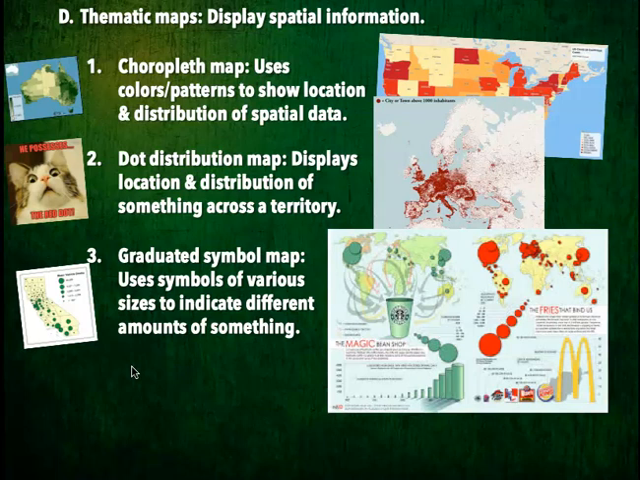The graduated symbol maps, these are always kind of fun. And like it says, it makes use of symbols. A lot of the ones I'm showing you here on the left and the right are making use of dots. The smaller the dot, the less of whatever the data marker is we're looking at. And as the dots get bigger, there's more of it, okay?